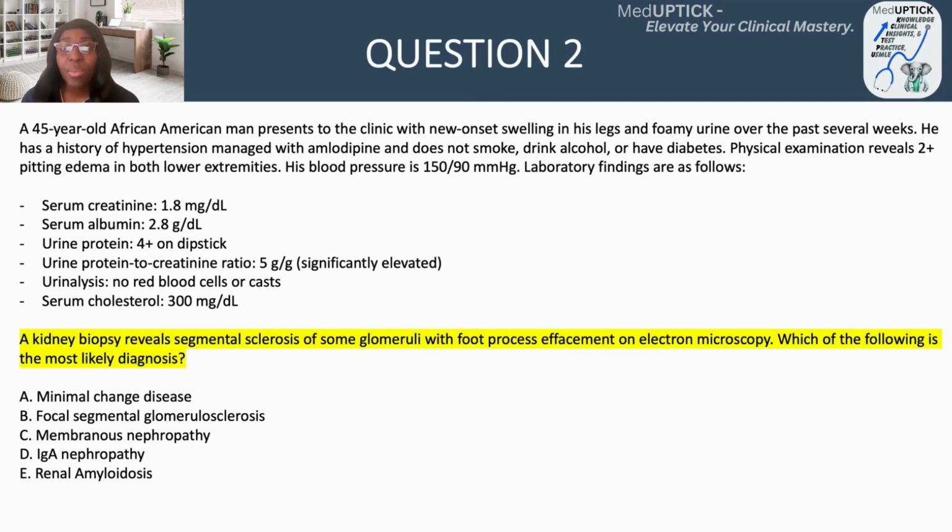Which of the following is the most likely diagnosis? Based on the details of this vignette, we can come up with a list of differential diagnoses, which include Fabry disease, drug-induced nephropathy, thrombotic microangiopathy, renal amyloidosis, and focal segmental glomerulosclerosis. Now we can move on to review the answer choices.